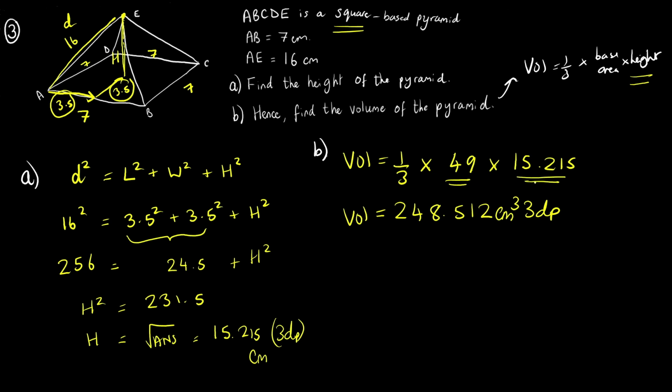So think about your end goal. If it just said find the volume, think about pieces of information you need. Area of the square, height of the pyramid, how can we find those? Area of the square is just a square of whatever the side length is. Height of the pyramid, we have to use 3D Pythagoras for that.